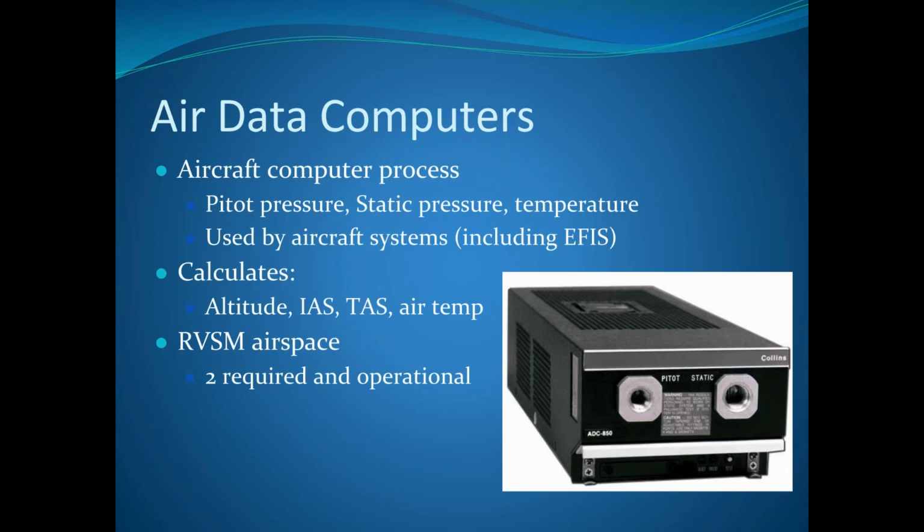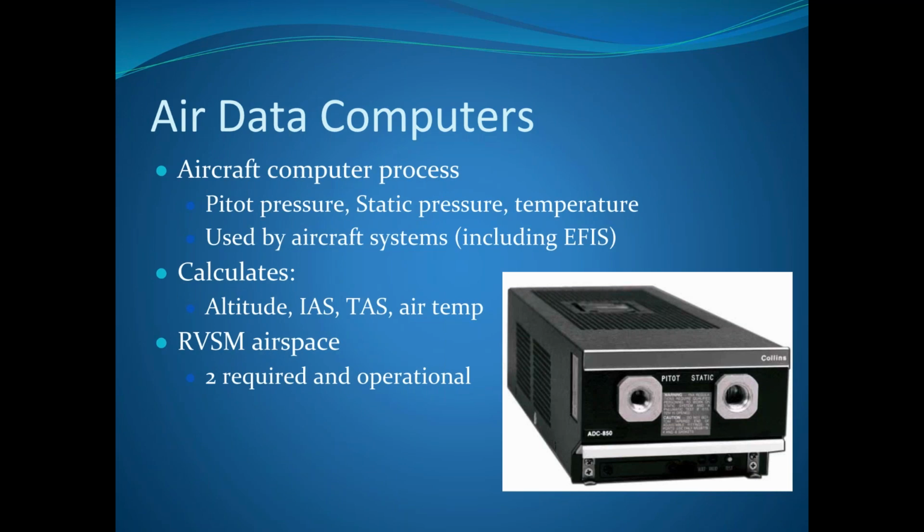So flight support systems. So air data computers. They read pitot pressure, static pressure, and temperature. It's used by aircraft systems, including the electronic flight information system. So this is basically what disseminates the readings from the different systems on the outside of the aircraft. It will help calculate our altitude, indicated airspeed, true airspeed, and air temperature.